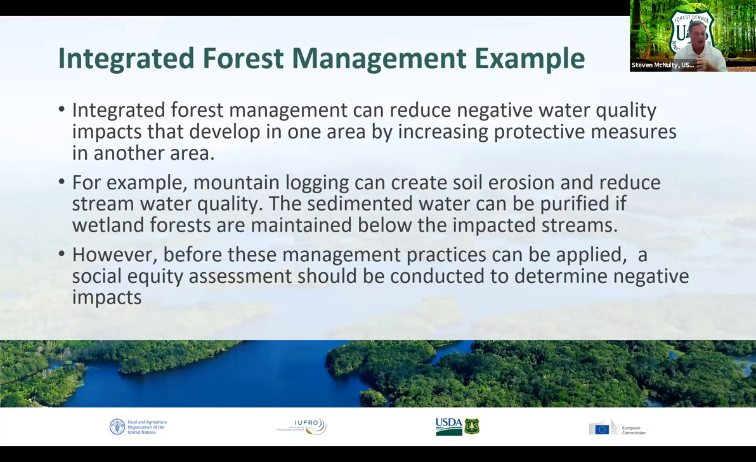A lot of the water quality issues can be negated if downslope of where this logging occurred, we had forest wetland areas and we maintained these as a buffer for filtering the water as it came in. As it entered these wetland forests, it would be dirty. As it left them, it would be much more clean. The sediment would filter out and have better water quality.